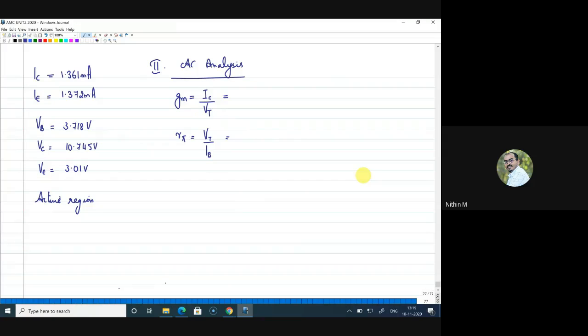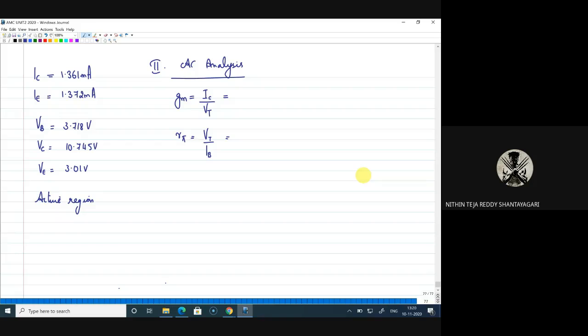Nitin, what is VT in this? 26 millivolts. Okay. So with that, what is the gm value?